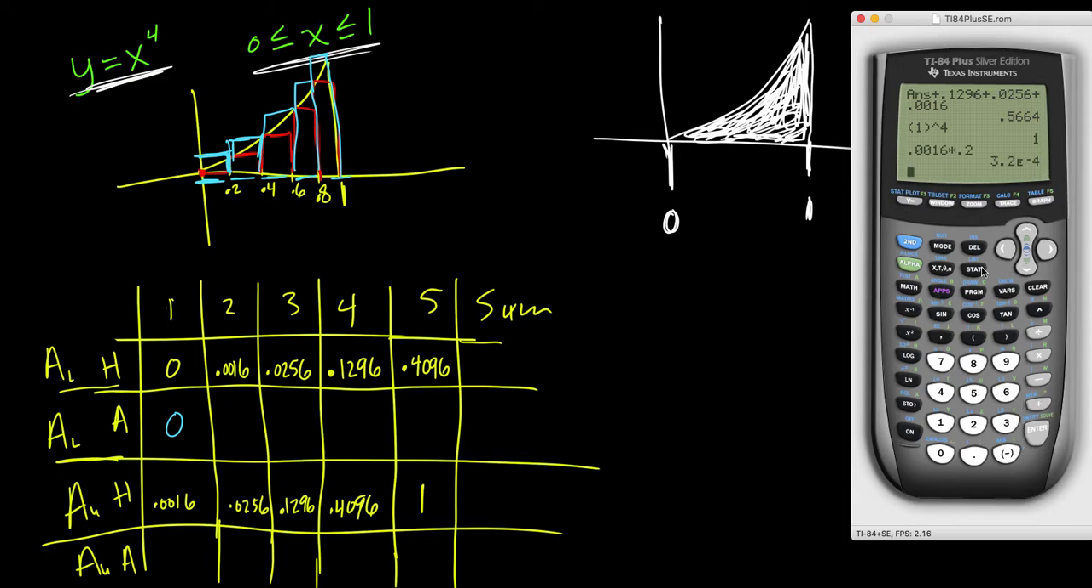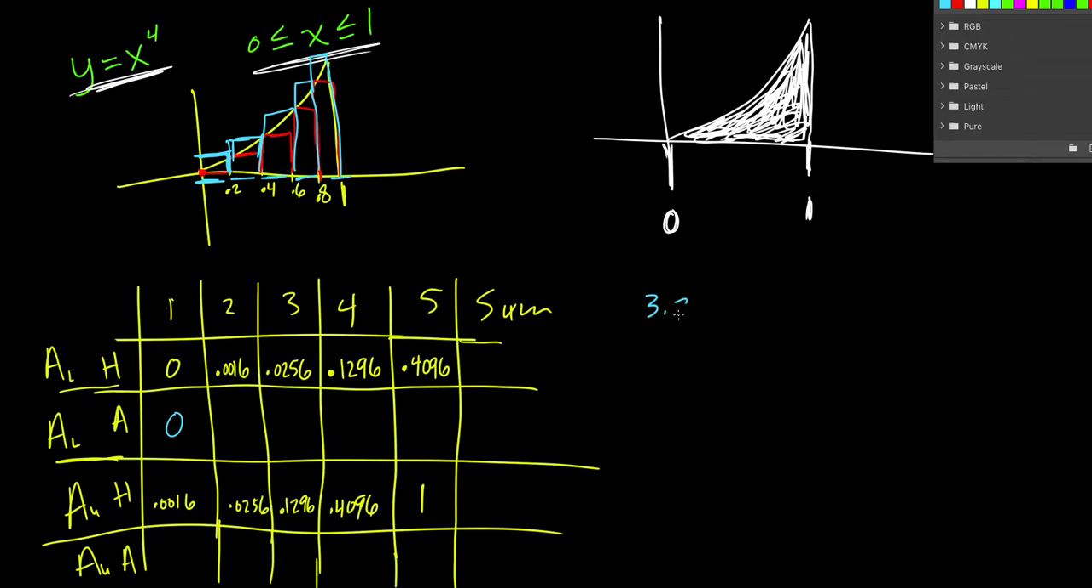That's 3.2 times 10 to the negative 4. So we need some zeros right here: 1, 2, 3, 4. So we get 0.00032, and that would be right here too.